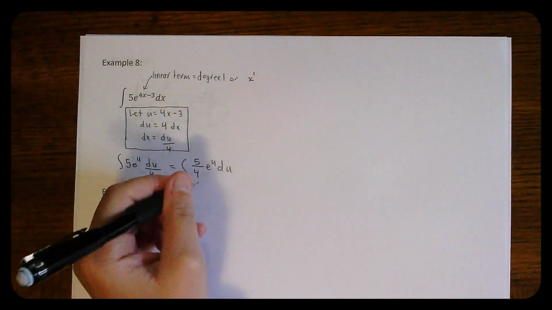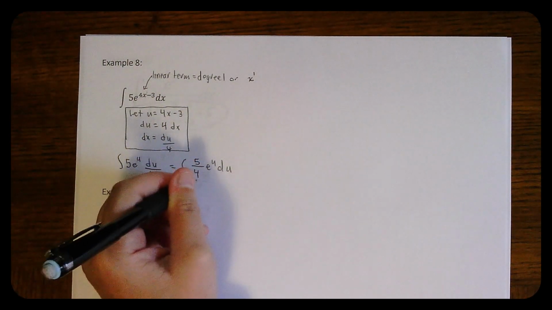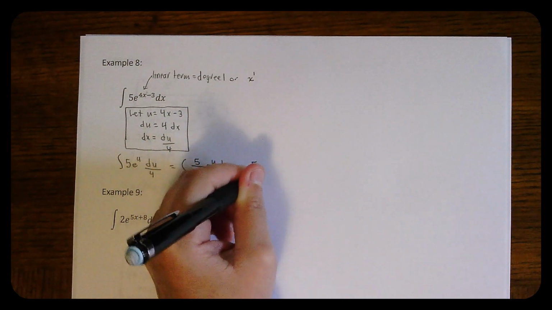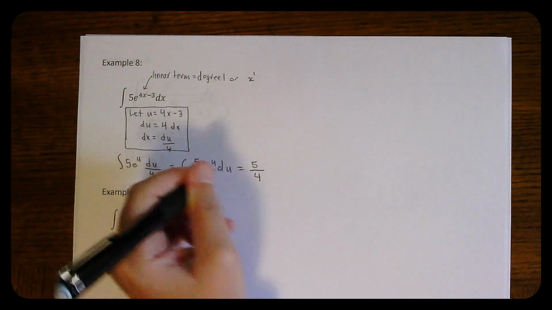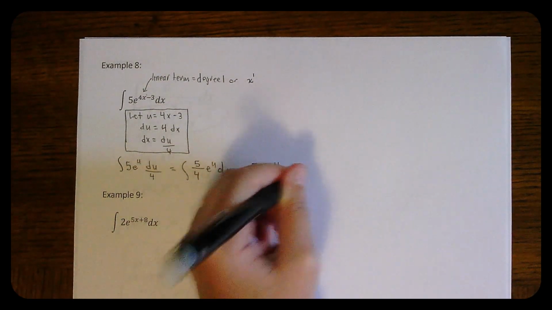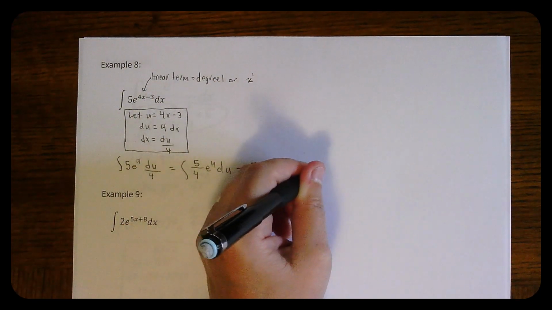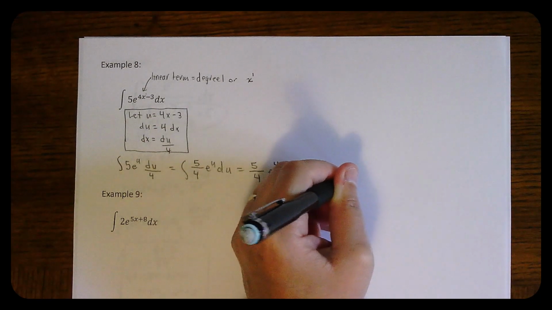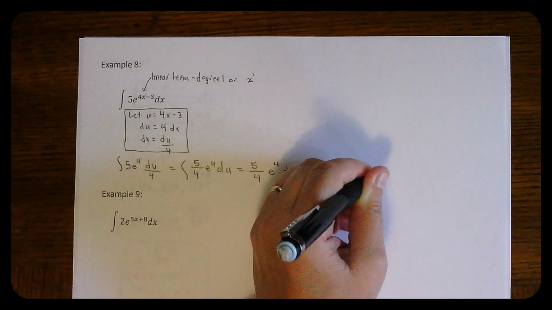All right, and the antiderivative of 5 over 4 e to the u: the constant 5 over 4 comes down, and the antiderivative of e to the u is e to the u, and that's the antiderivative of the easy integral. And so then you put u back, and you get e to the 4x minus 3.